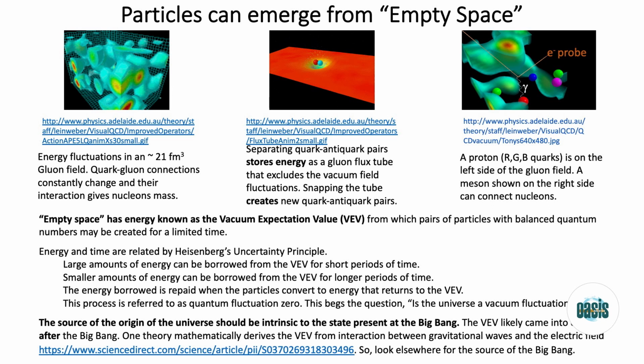And then on the right is showing a proton over here with the red, green, and blue quarks, and it's being probed by, well, I'm sorry, being probed by an electron, and electrons are going to communicate with those particles by way of the force carrier, which is the photon. And over here is a meson, which, instead of being made of three quarks, is made of two: a quark and an antiquark.